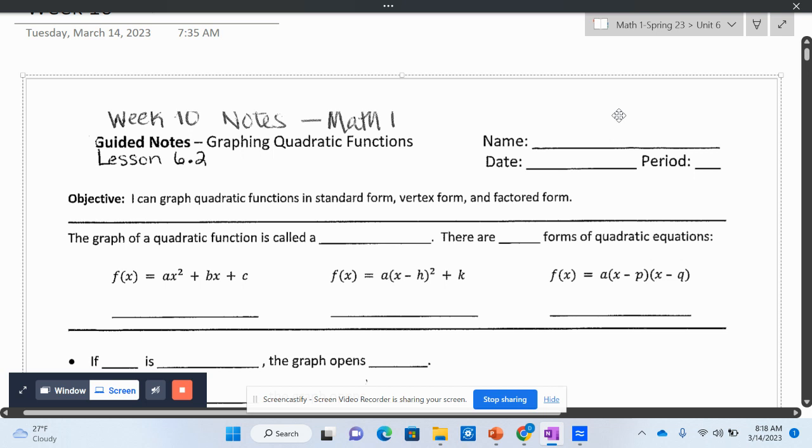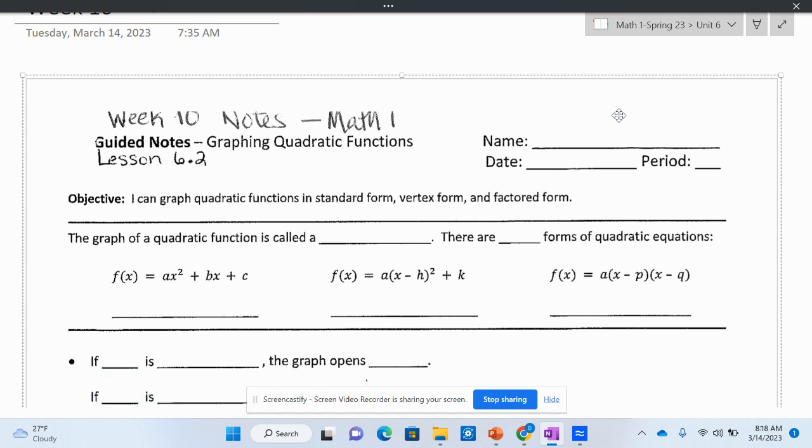Okay, so we should have, you're good. We should have our week 10 notes out. Week 10. So we have been working with solving quadratics, and we're going to continue with that today.